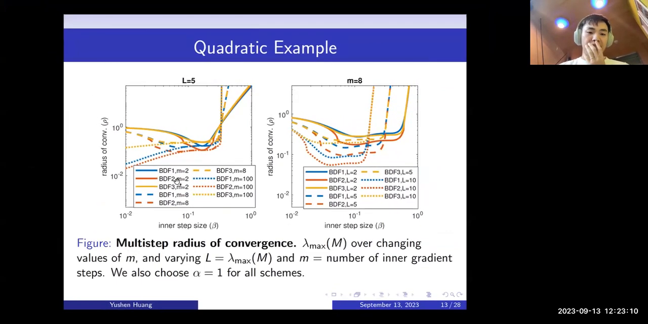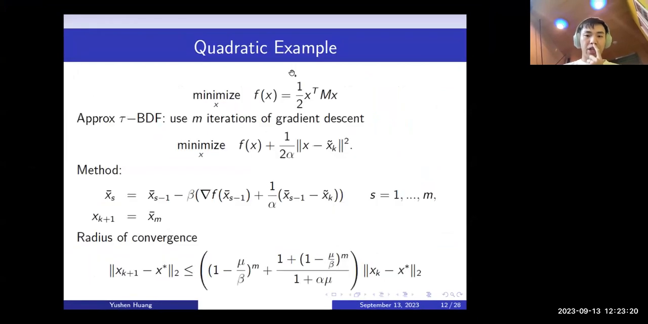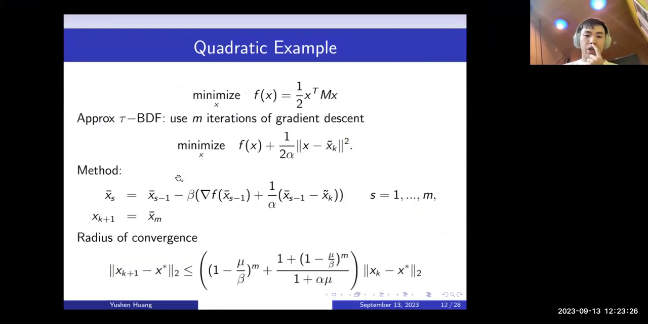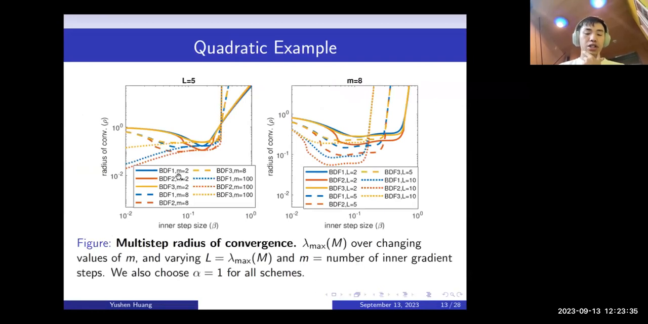So the left-hand side is the figure where we fix the matrix M, and then iterate to change the number of inner iterates. As mentioned here, we use M iterations of gradient descent to find the minimum of this inner update. For the left-hand side of the figure, we change different values of M, from 2, 8, and 100, to see how the radius of convergence changes. For the right-hand side of the figure, we try different matrices M with different maximum eigenvalue, which is this L, and see how it changes.